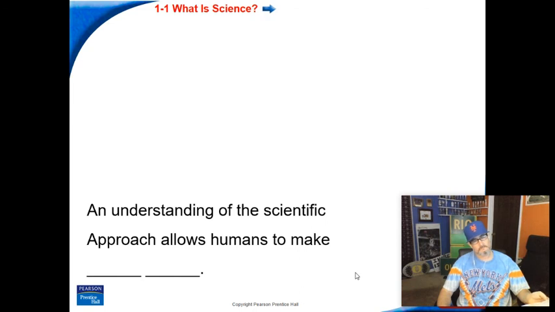Last question. An understanding of the scientific approach allows humans to make blank, blank. And if you're not sure, you might want to take a look at number 10. It allows humans to make intelligent decisions.